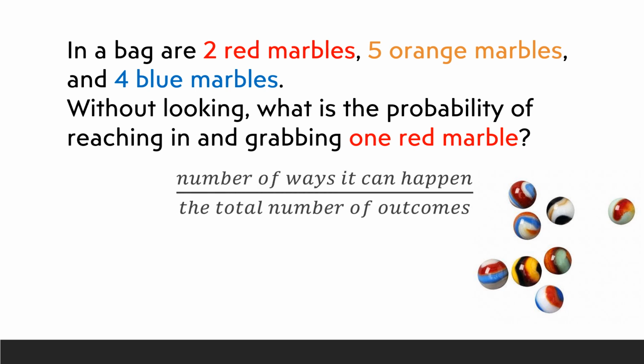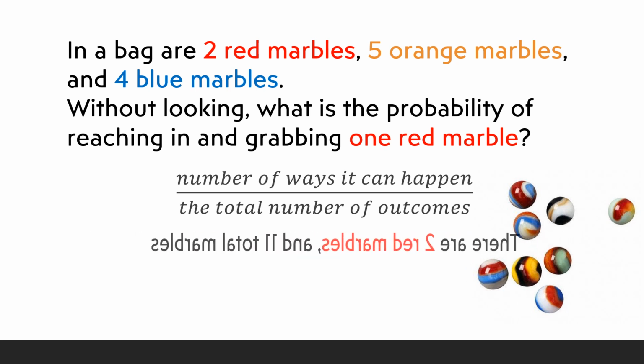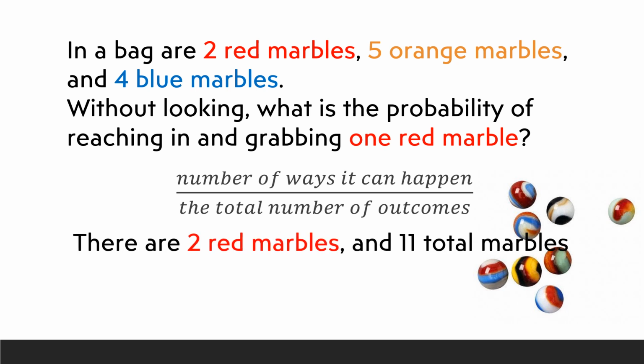So remember, probability is the number of ways the event can happen over the total number of outcomes. And y'all, there are 2 red marbles. That's the number of ways that it can happen. There's 11 total marbles. If I added 2 plus 5 plus 4, I get 11. So the probability this event occurs is 2 out of 11.